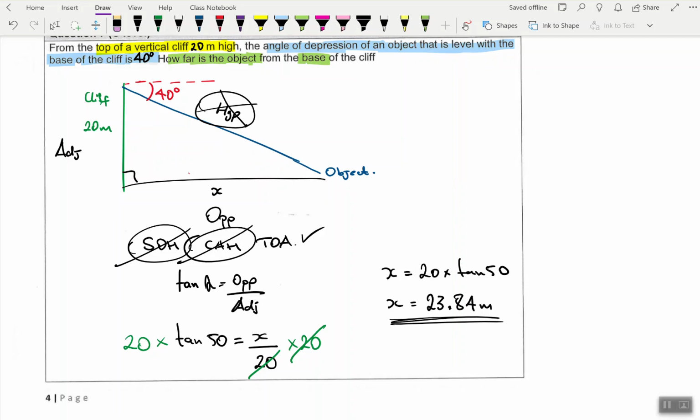So it's completely up to you which method you like. I find this much simpler, and you can use the multiplication, you don't have to swap. Okay.